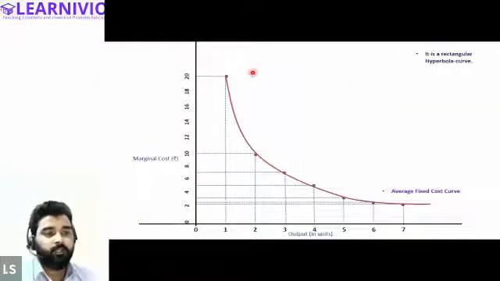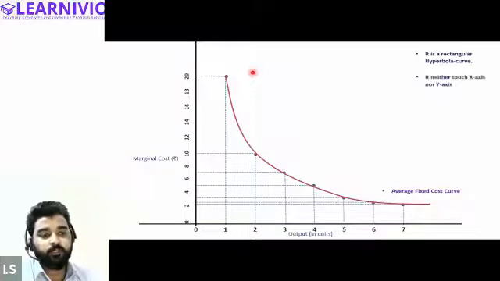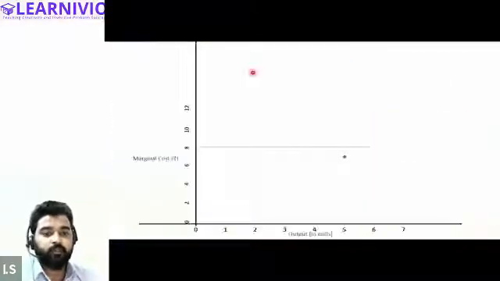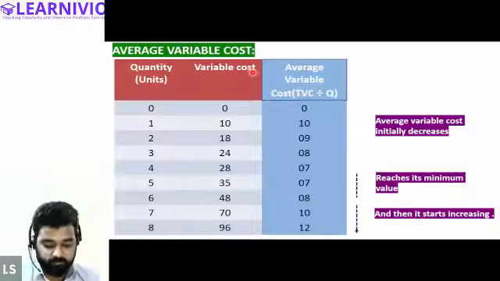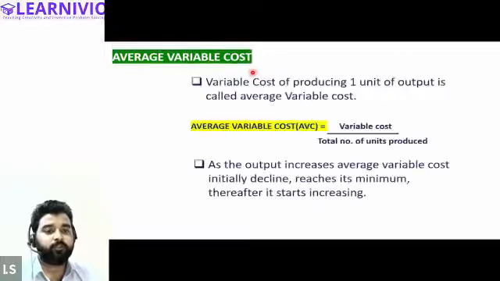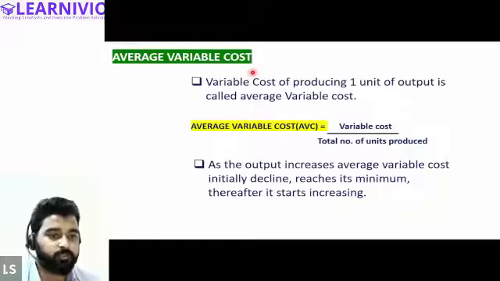In the next session, tomorrow, we will be discussing the average variable cost, and one more average cost in this chapter, that is average total cost. So this is it, guys, for today's class. We will be discussing the average variable and the average total cost in tomorrow's session.